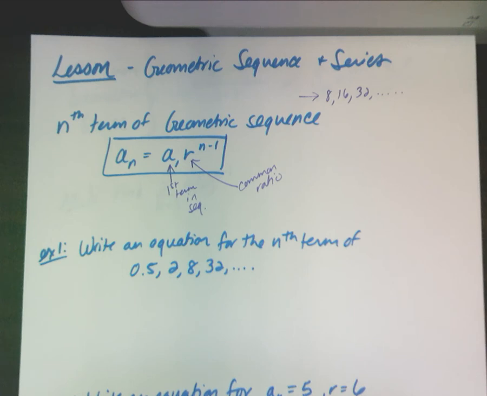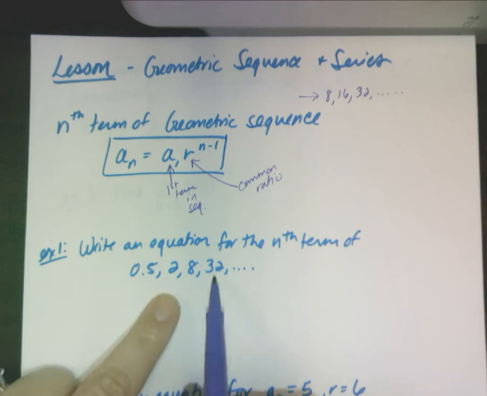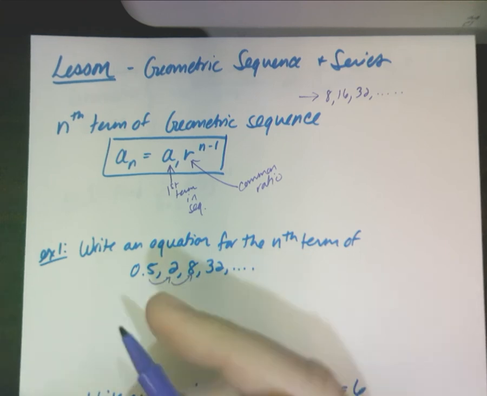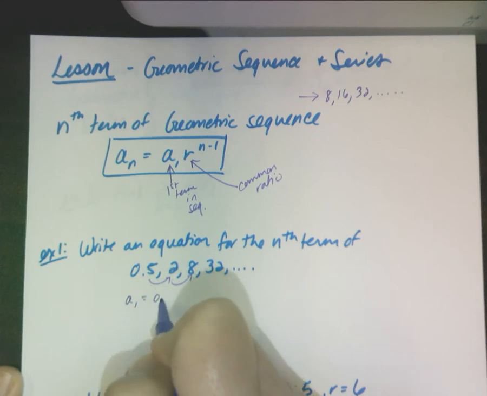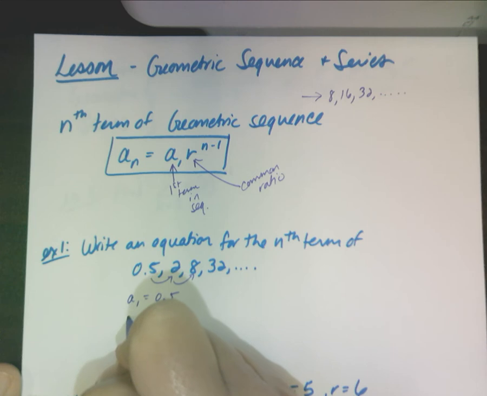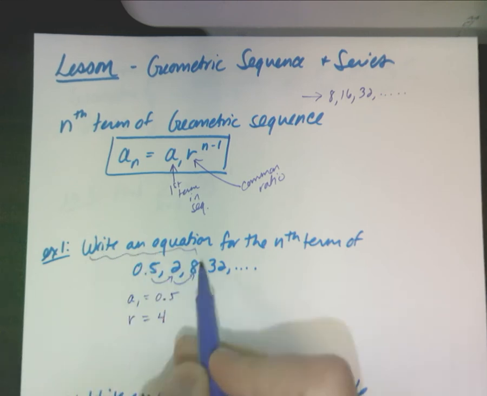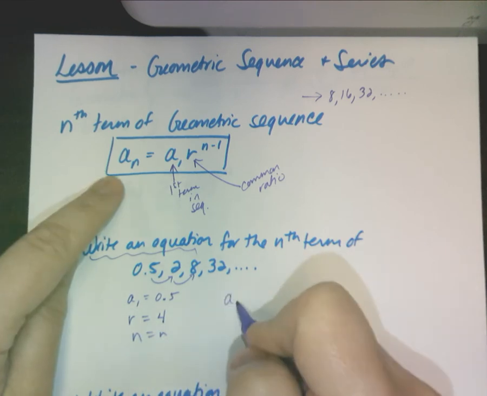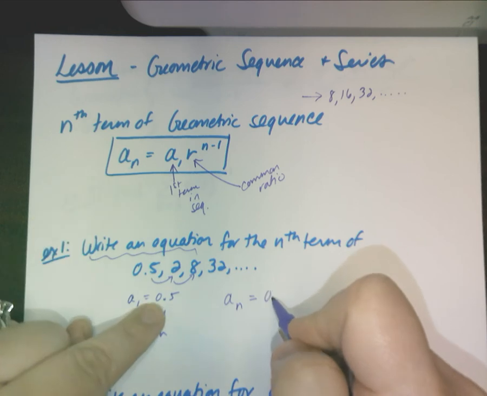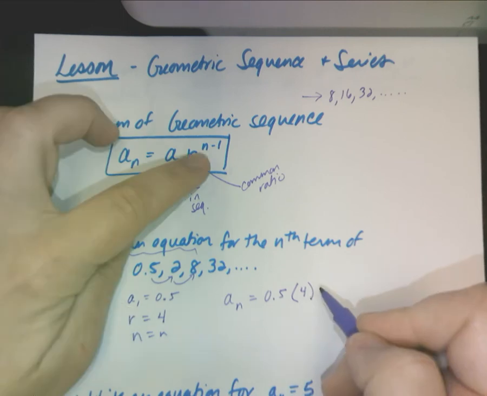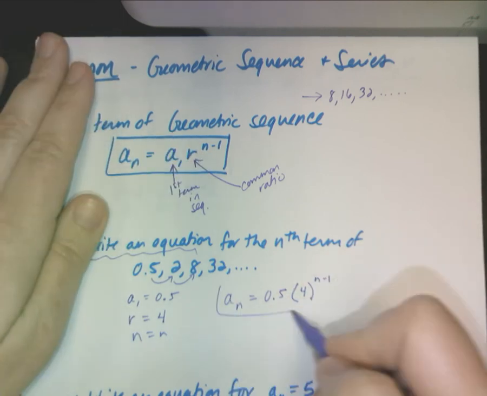Write an equation for the nth term of 0.5, 2, 8, 32. So, what are we doing to go up every time? So a sub 1 would be 0.5. That would be our first position. Our R, we're going up, is 4. If we're writing an equation, remember like yesterday, you just leave n as n. So you just write this. A sub n equals a sub 1, 0.5 times R, which is 4, and then leave the n open, n minus 1. There you go.